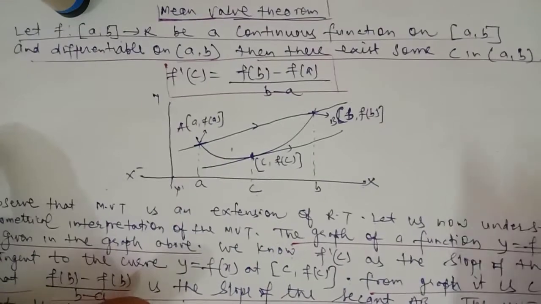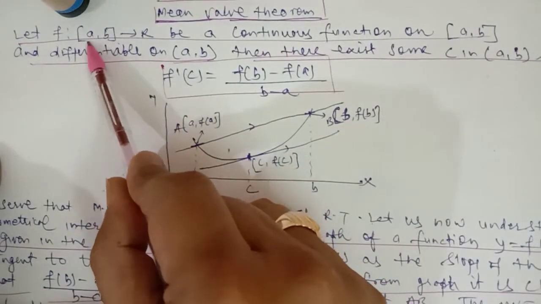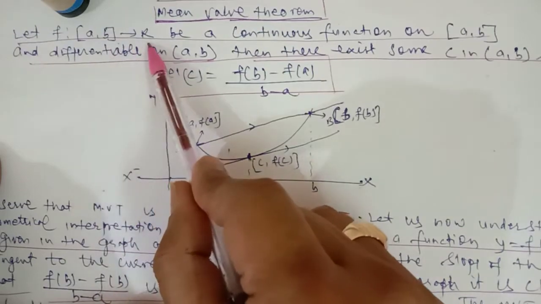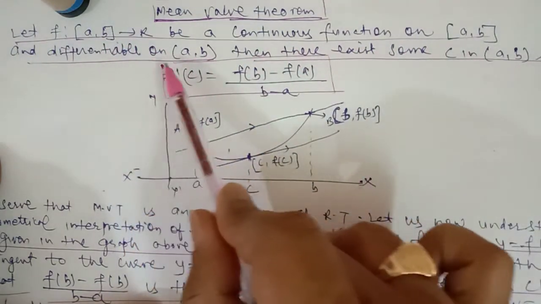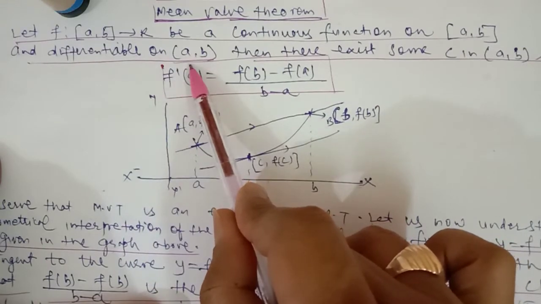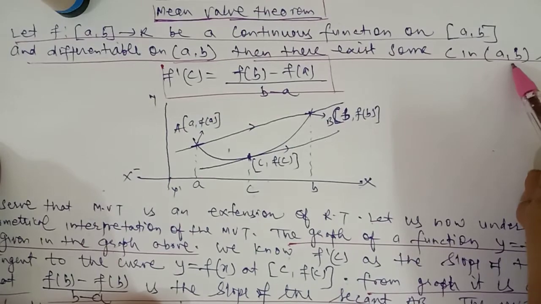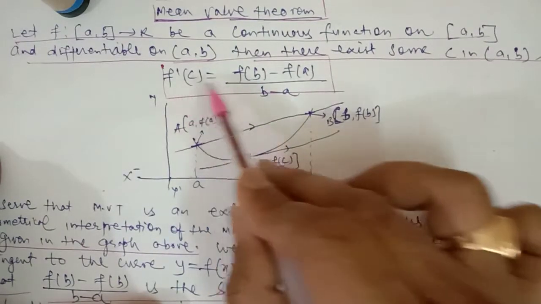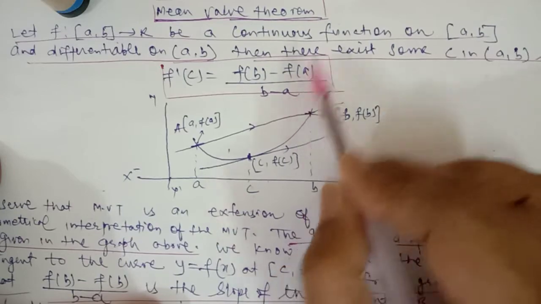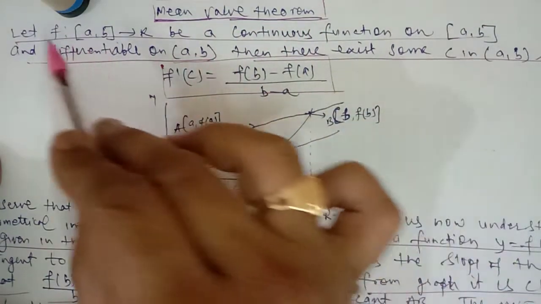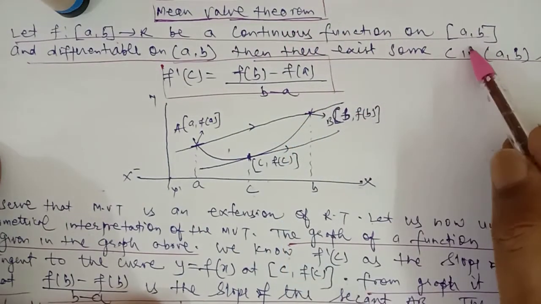Similarly, we have the mean value theorem. Let us again take a function from the closed interval [a, b] to the real numbers, continuous in the closed interval and differentiable on the open interval (a, b). Then there exists a point c in the open interval such that f'(c) is equal to (f(b) minus f(a)) upon (b minus a).